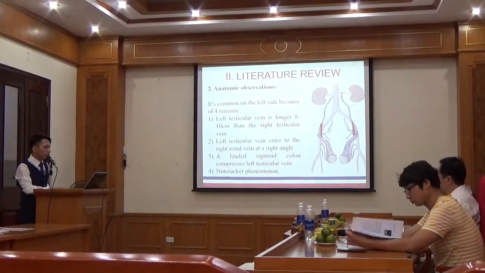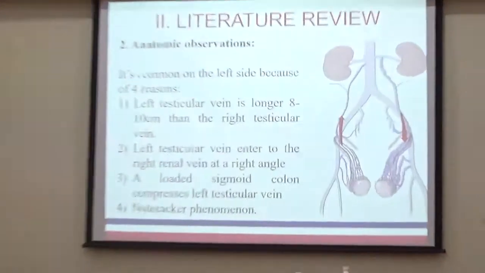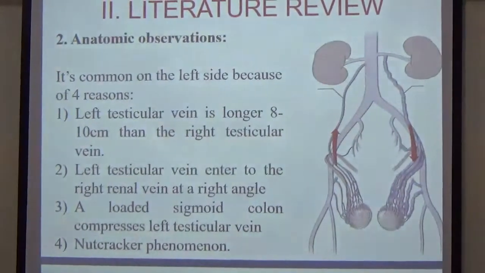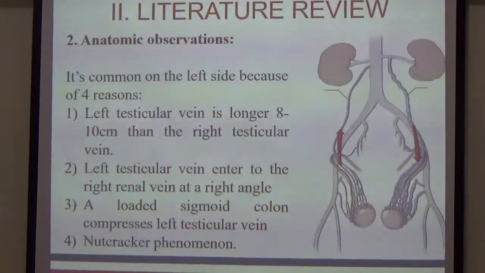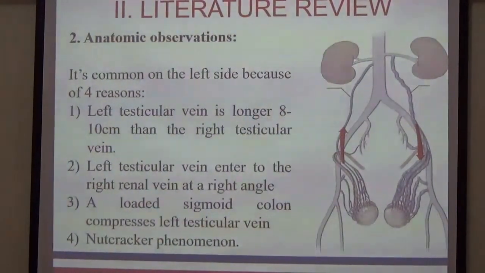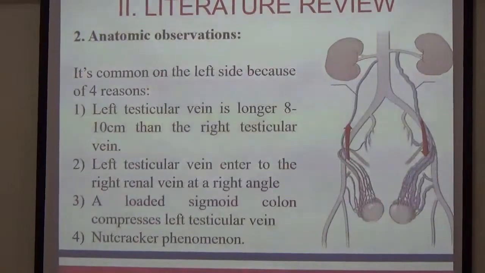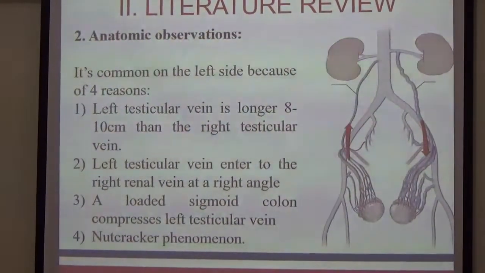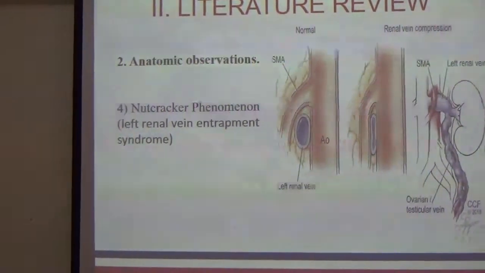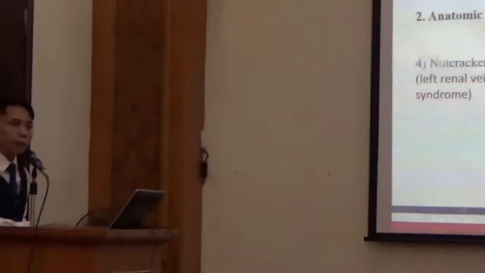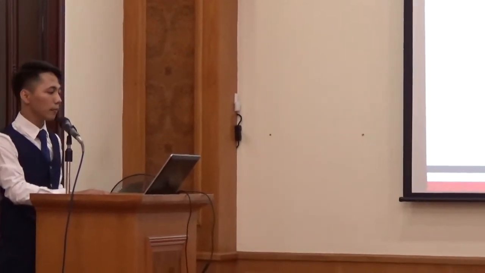Secondly, the left testicular vein drains into the left renal vein at an approximately 90-degree angle, while the right spermatic vein inserts more obliquely. The third, a loaded sigmoid colon compresses the left testicular vein, and the fourth, the nutcracker phenomenon, refers to the anatomic compression of the left renal vein by the abdominal aorta and the superior mesenteric artery.